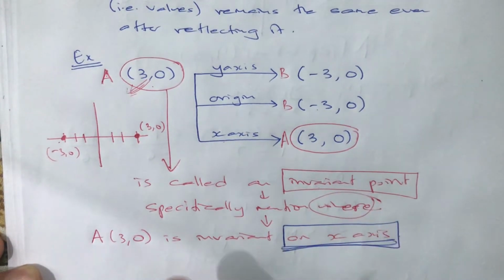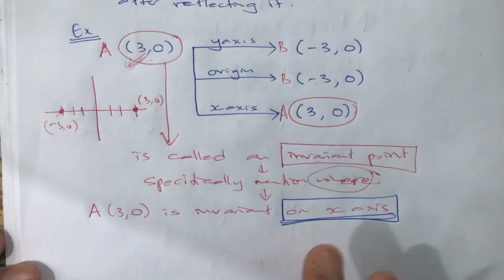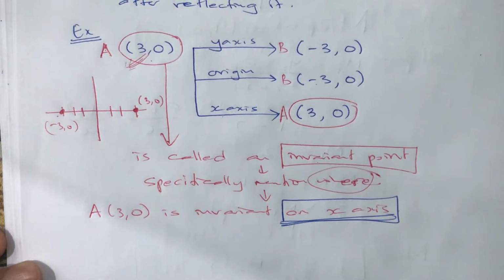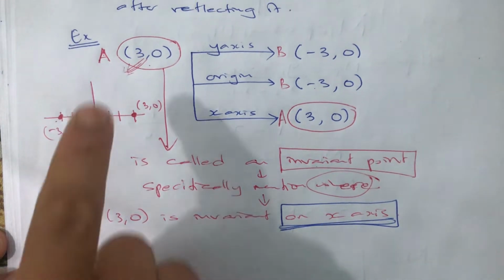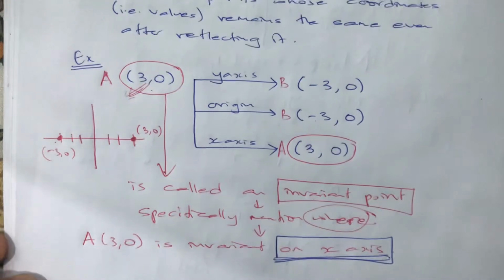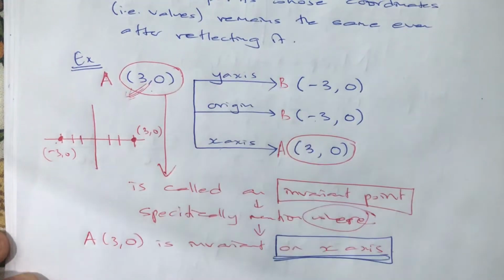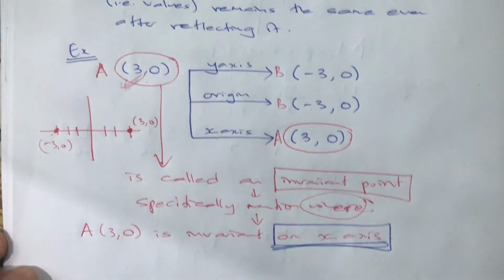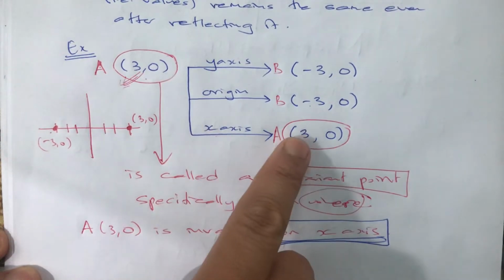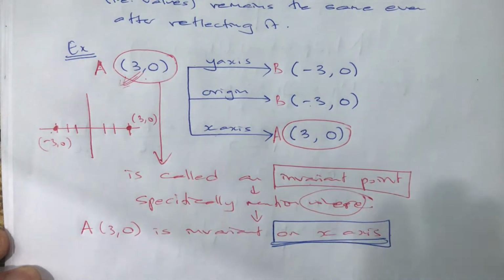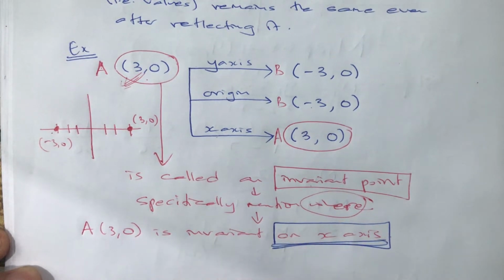So this has to be mentioned. Where is it? Because a point is invariant only on one particular axis, or one particular line. Later on we'll come to lines also. Okay, so it is not invariant everywhere. Just now we saw this was not invariant in the y-axis, and not invariant in the origin. It remained the same only on the x-axis. So when I call it invariant, you have to specifically mention where.